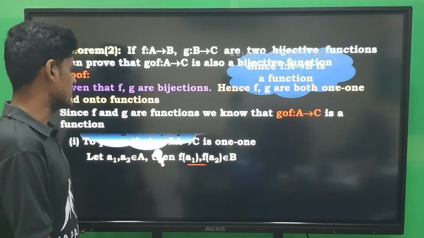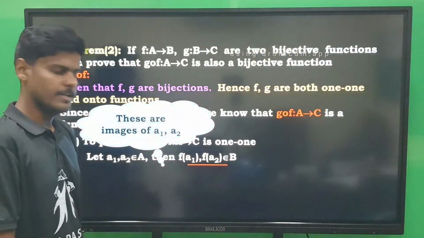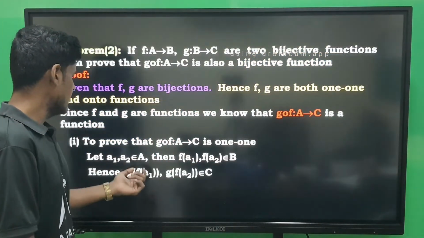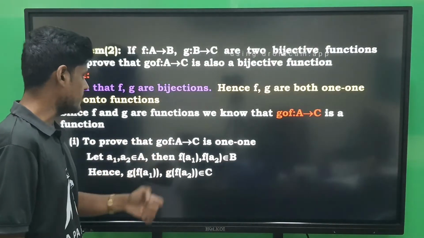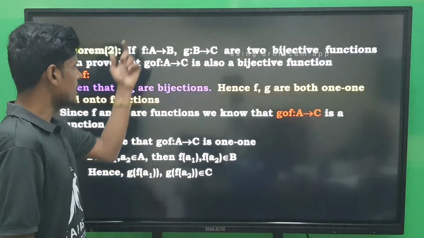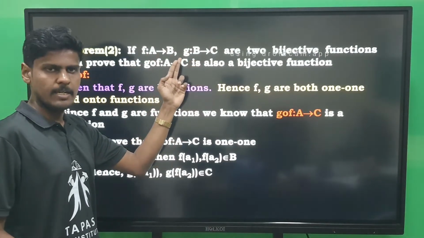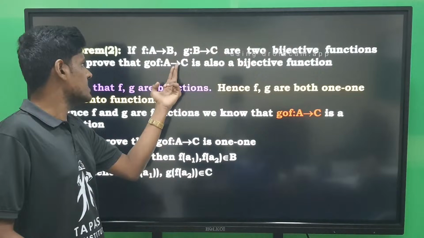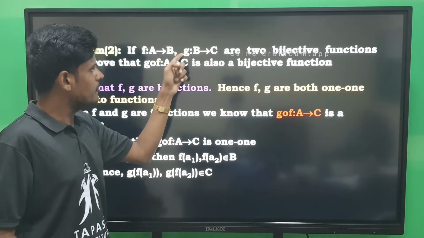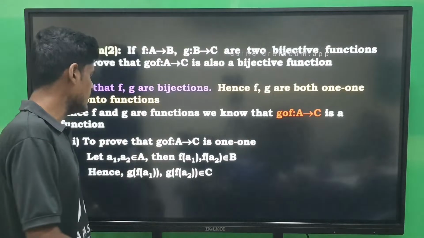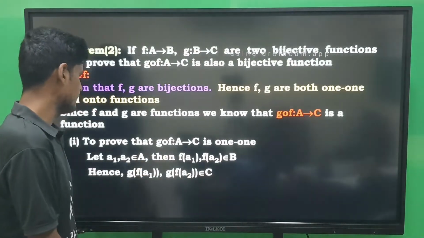As f is a function, these images are f of a1 and f of a2. We already know that. Hence these values will belong to set C under g of f of a1. What is g of f of a1? F of a1 is an element in set B. That means if you are taking the composite with g, then g of f of a1 will be in the output of g. What is the output of g? That is C. So these two elements will belong to set C.